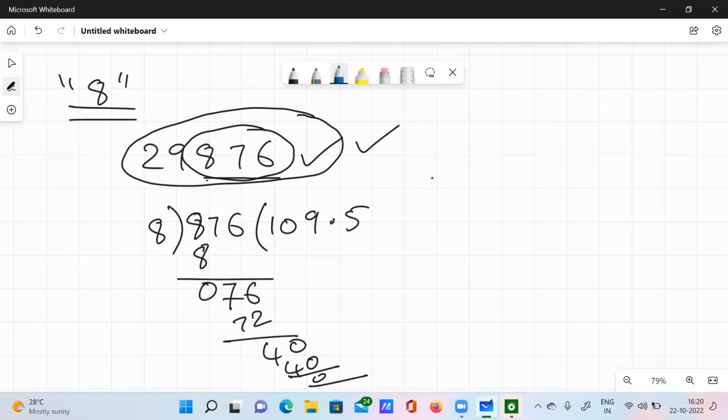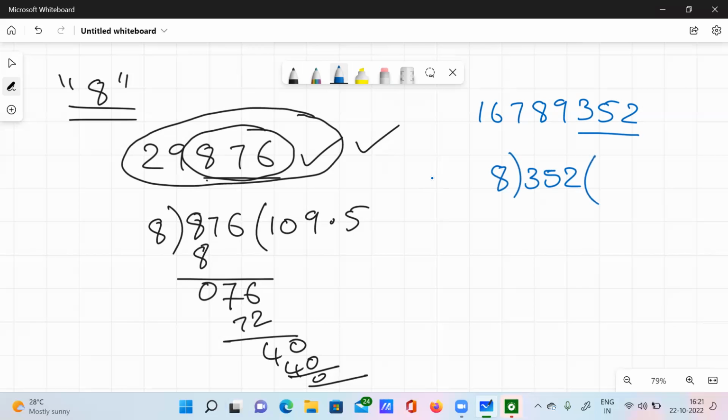The example is, for example, 16789352. So this is an 8-digit huge number. If you want to know whether this particular number is actually getting divisible by 8 or not, you just need to look at the last 3 digits, that is 352. Just look at here, 352. You need to know whether this particular 352 is getting divisible by 8 or not. So let's have a look at it.